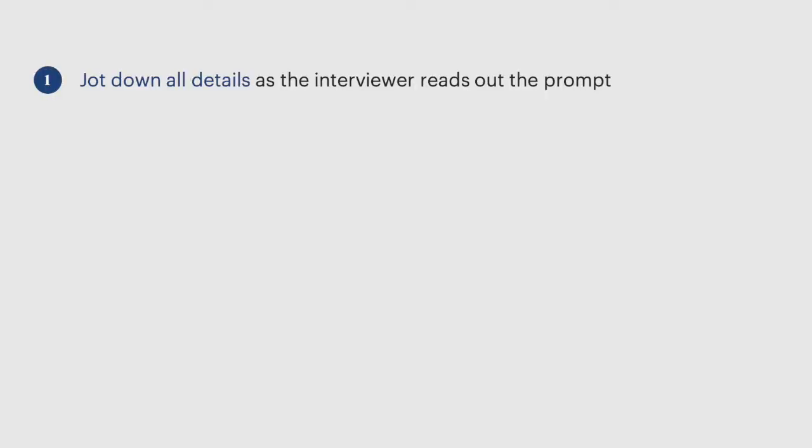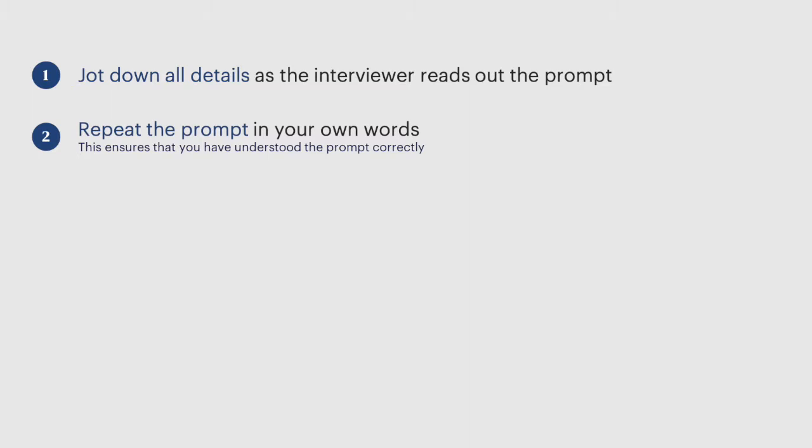So when the interviewer starts reading out the prompt, the first thing that you should do is immediately jot down all of the details. This is important because unlike an exam, you will not have access to these details later on unless you write them down. After you've done this, the second thing that you want to do is to repeat the prompt in your own words. This ensures that you have understood the prompt correctly and that you have not missed any important details that the interviewer might have told you.